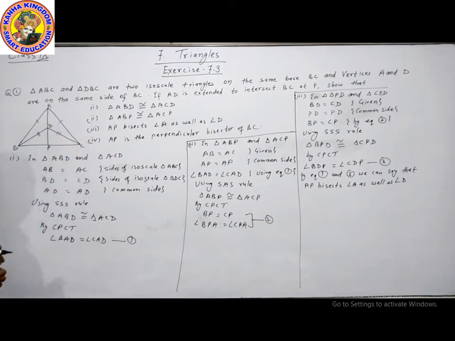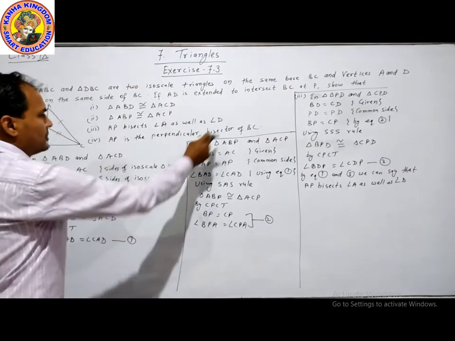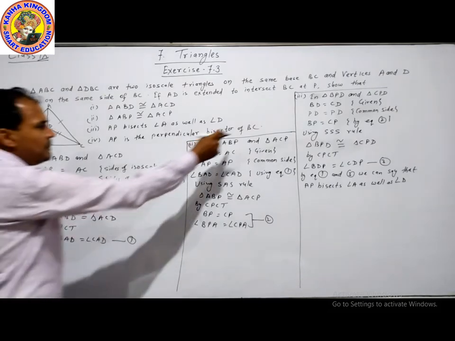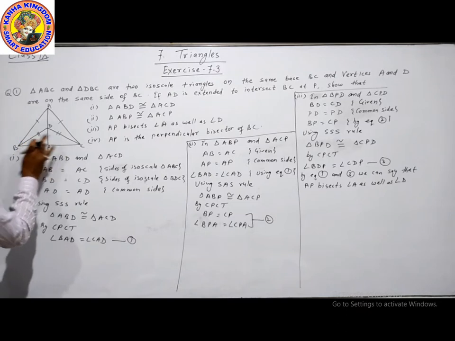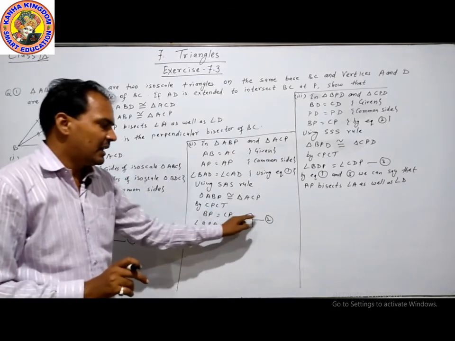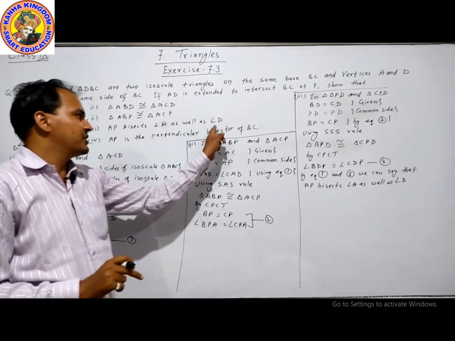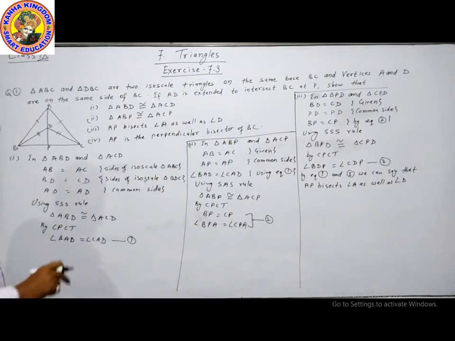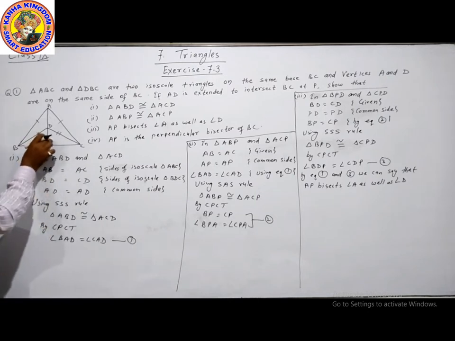Question number 4. AP is a perpendicular bisector of BC. Then BC is bisected in two equal parts. BP and CP is equal. Yes, by equation number 2, we can say that BP and CP is equal. So this is a bisector. Perpendicular means here is a 90-degree angle.